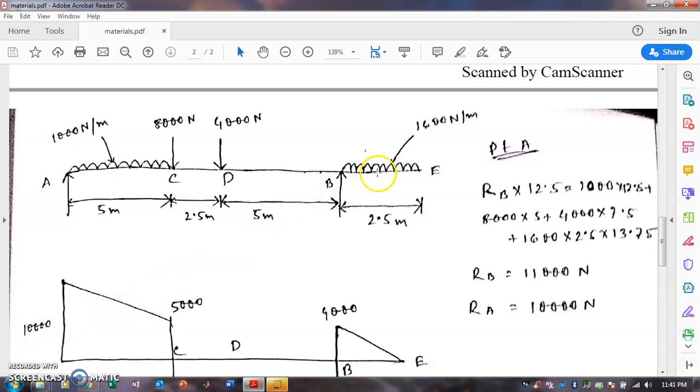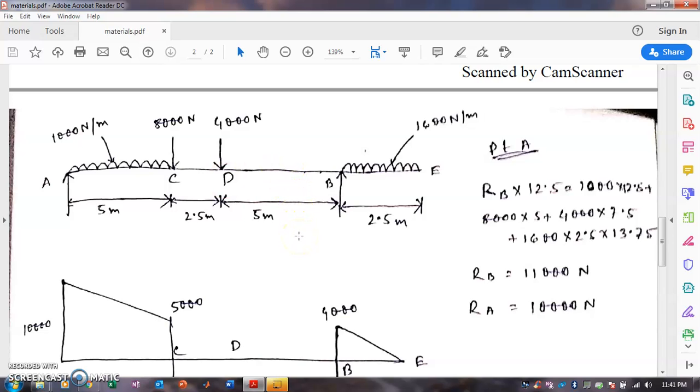There are two UDLs, one from B to E at the cantilever portion and the other from A to C, and there are two point loads, one acting at C and the other acting at D. So there are a total of 4 forces.